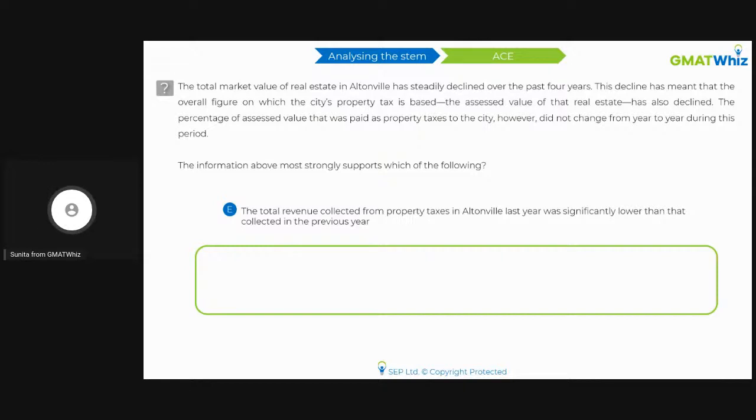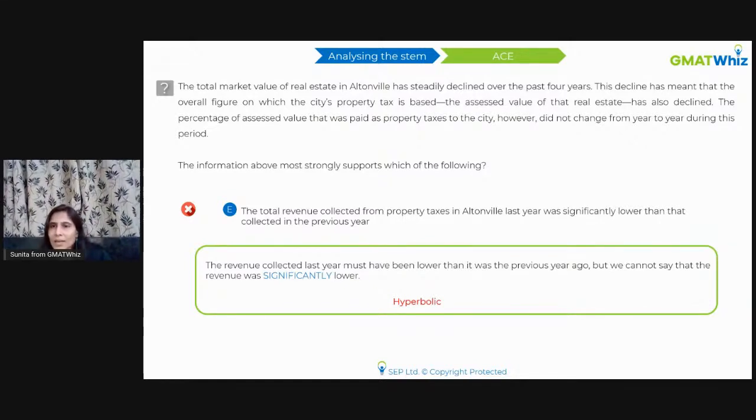Now, since we have been given that the assessed value has been steadily declining, we can definitely say that last year the amount was lower than that of the previous year. But whether it was significantly lower is again an exaggeration. The extent of reduction, we don't really have data to measure that. So you can see how one word here, two words there, and three words there make all the difference in the world. And if you are able to tune into those words, you will be able to identify the incorrect choices for the right reasons, guys. All right, so I hope that was good learning, guys.